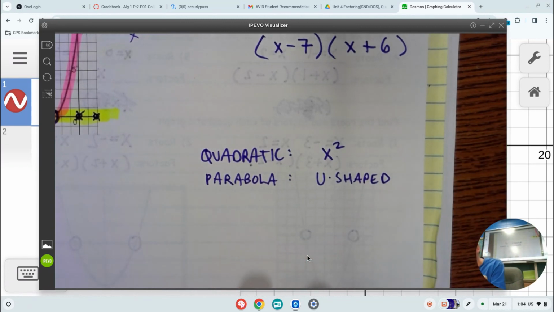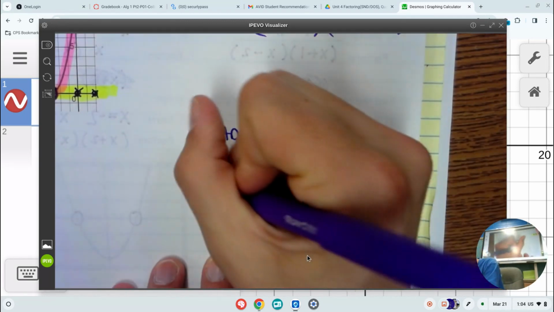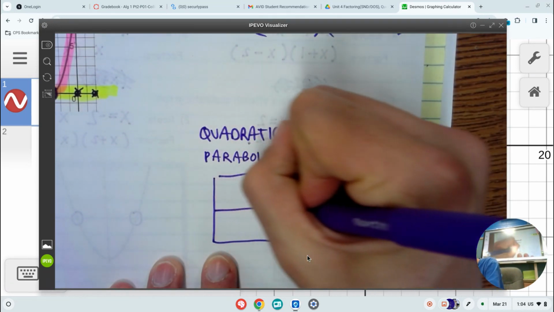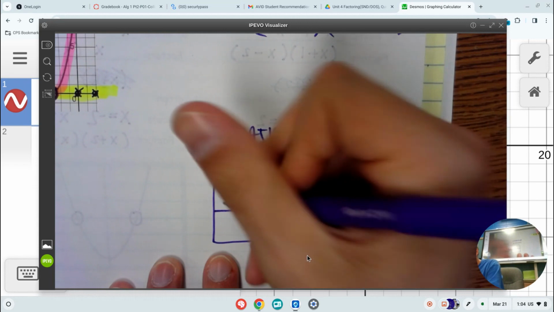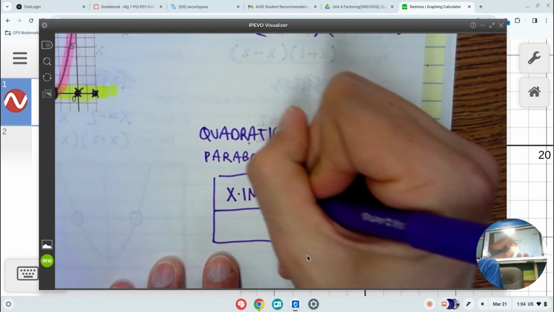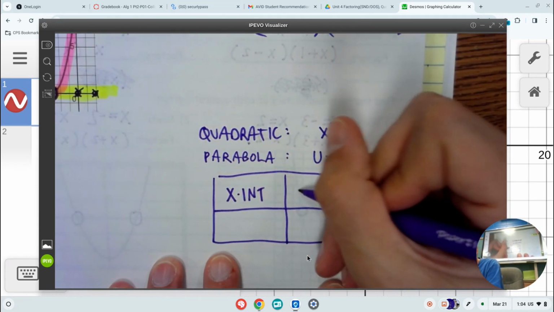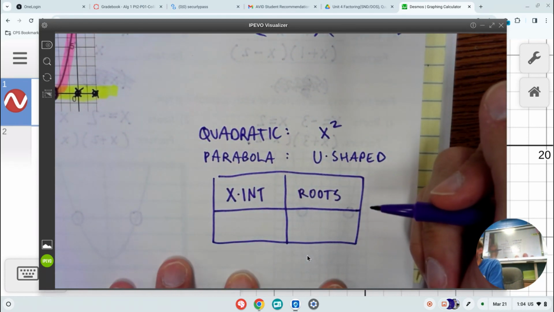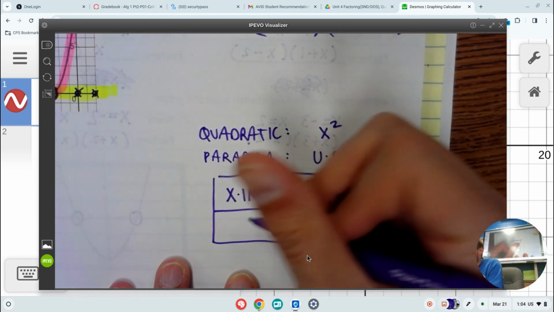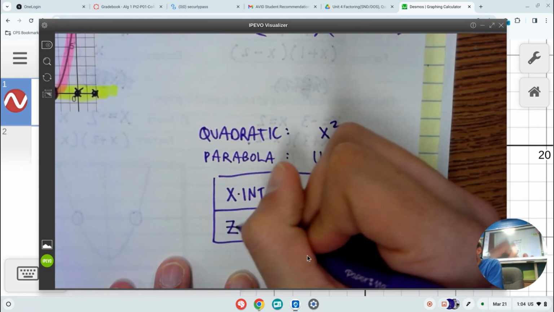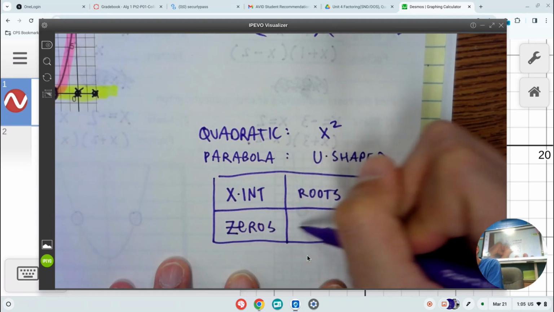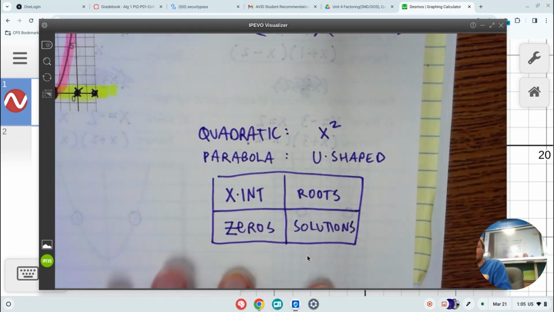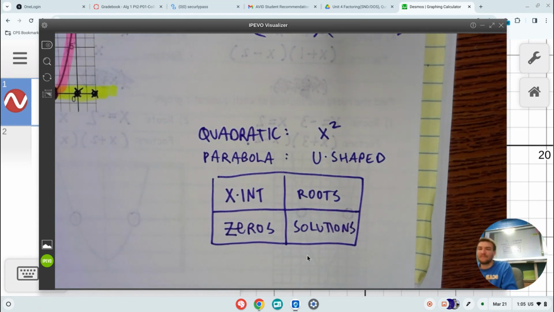Then we've got 4 words that all mean the same thing. What are the 4 words that all mean the same thing? We've been talking a lot about x-intercepts and roots. What are the other two? Zeros and solutions. All four of these things are the exact same thing.